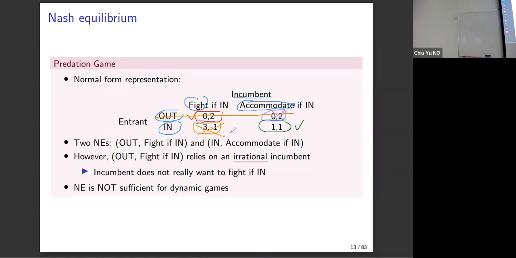Fighting is not feasible, right? So, do we expect this will be chosen when they actually come in? This is what is called an empty threat, or not credible, right? So it's not entering because you say, if you come in, I will fight.